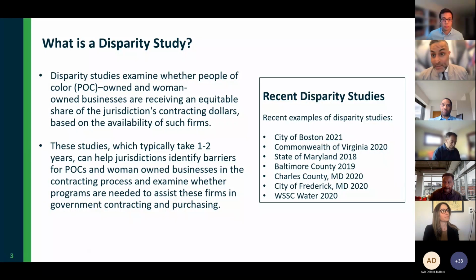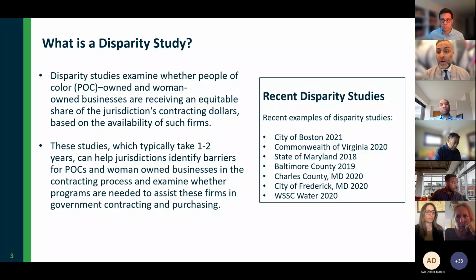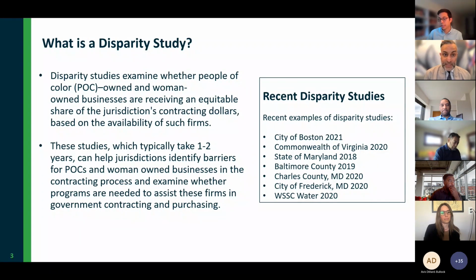So to start, what is a disparity study? Disparity studies are really designed to assess outcomes for disadvantaged businesses, or businesses that are presumed to be disadvantaged, as part of an organization's contracting and procurement. Specifically, we look at the degree to which those businesses participate in an organization's contracts relative to their availability for that work, and then identify whether any disparities or differences exist between actual participation and estimated availability.